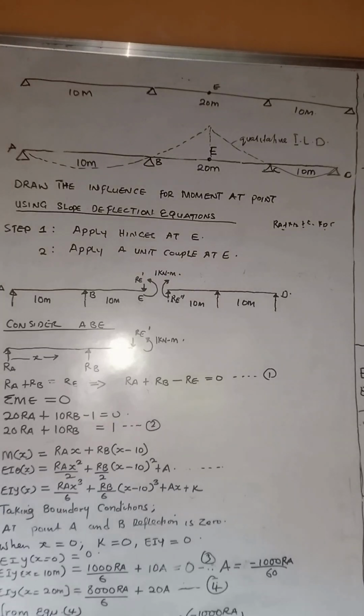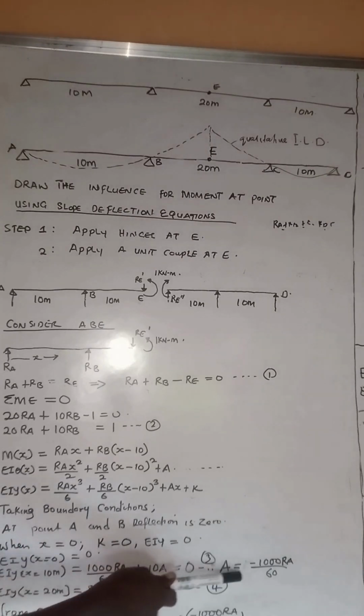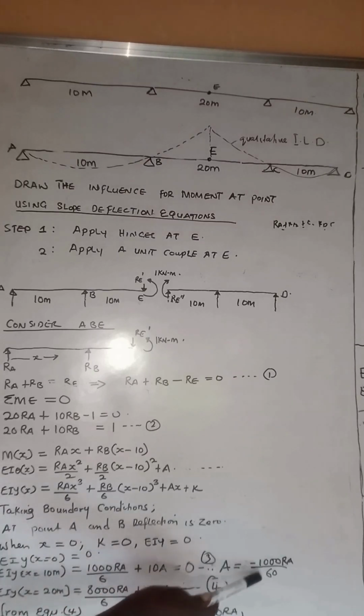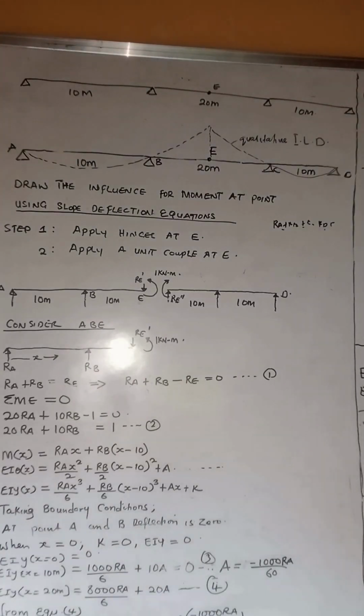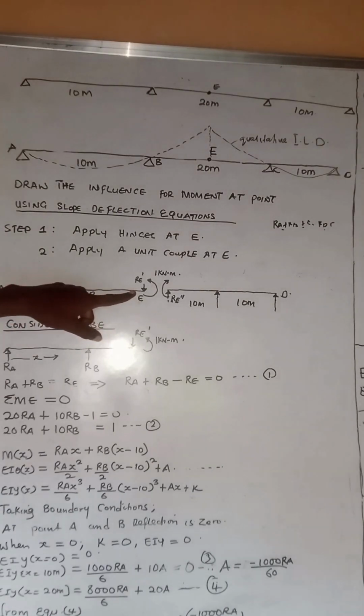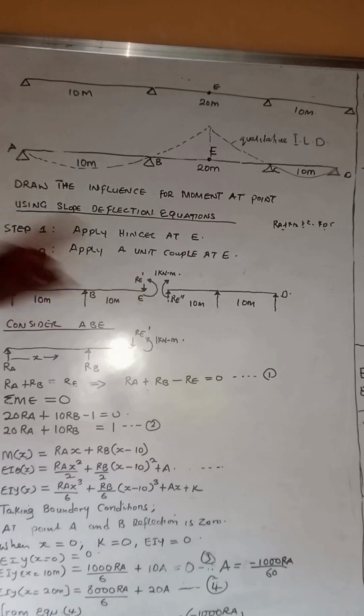Okay. Now the next thing we are going to do is to obtain the value for A, which is our constant of integration. Of course, we know our second constant is 0. So if we work out equation 3, we should have A to be minus 1000 RA over 60. Having gotten A, all we need to do is check the deflection at this end, which is when x is equal to 20, and that is at point E.